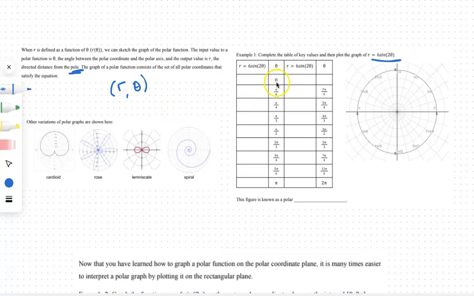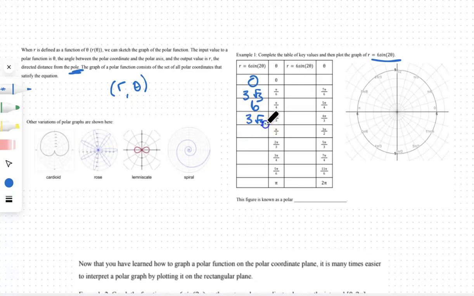So if I plug in 0 for theta into my r function, I get 6 times sine of 0, which of course is going to be 0. Then I substitute in pi over 6, and I get 6 sine of pi over 3. And of course, sine of pi over 3 is rad 3 over 2, so this will get me 3 rad 3. If I do 6 sine of 2 times pi over 4, that's 6 sine of pi over 2, which is 6. When I sub in pi over 3, I have 6 sine of 2 pi over 3, which gets me again to 3 rad 3.